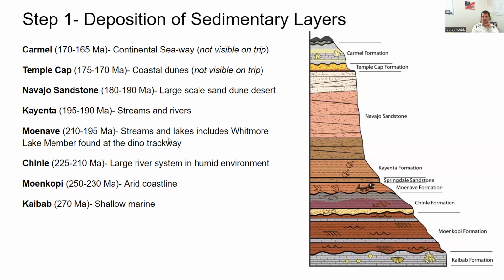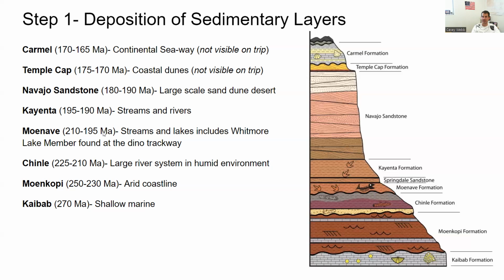And this formation includes the Whitmore Lake member, which is the layer that we are looking at in the museum where the dinosaur tracks are preserved. So obviously we have the ideal setting. The environment was fairly arid during this time. It shifted from humid to arid, meaning less available water. So the dinosaurs would congregate around these water holes. And that's why we have so many tracks there.